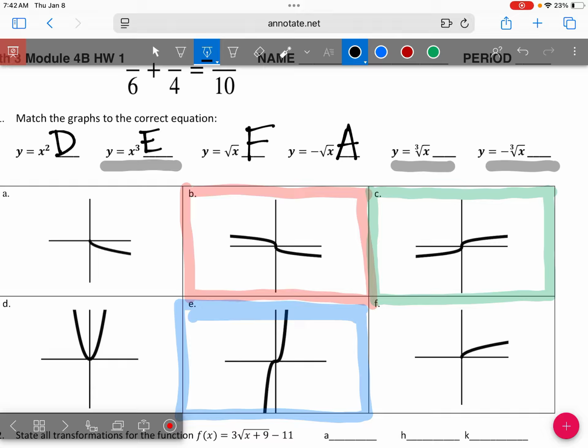So now we have to figure out which one of these graphs looks like the parent. This is the parent. So would you pick B or C? Which one looks like the parent when you graph it without doing any transformations? Which one looks like the regular parent? C, good job. Which means that B is what it looks like when it reflects.